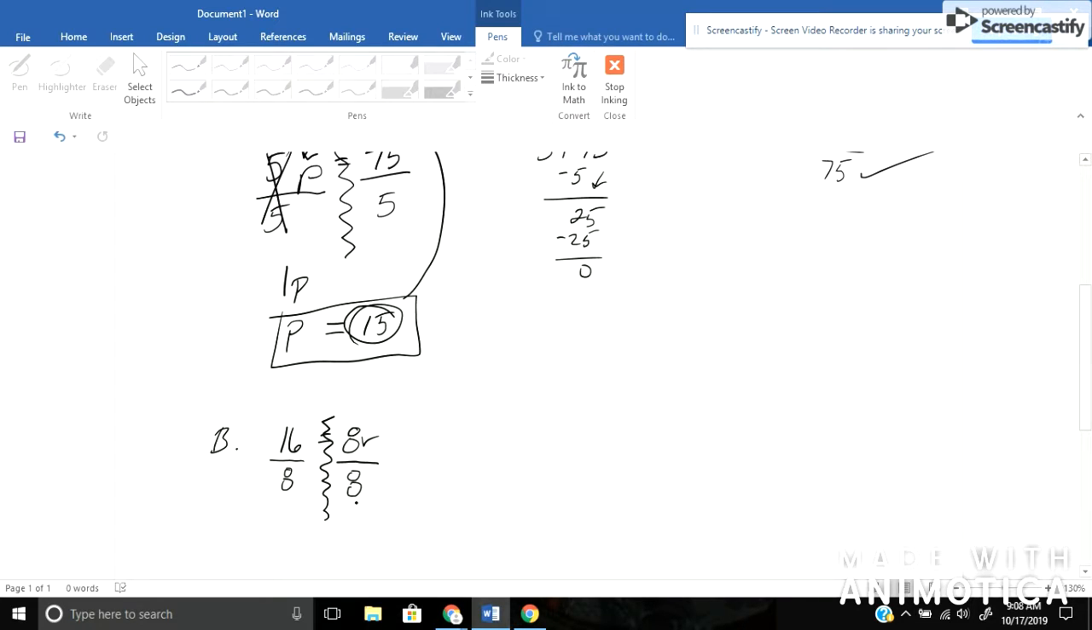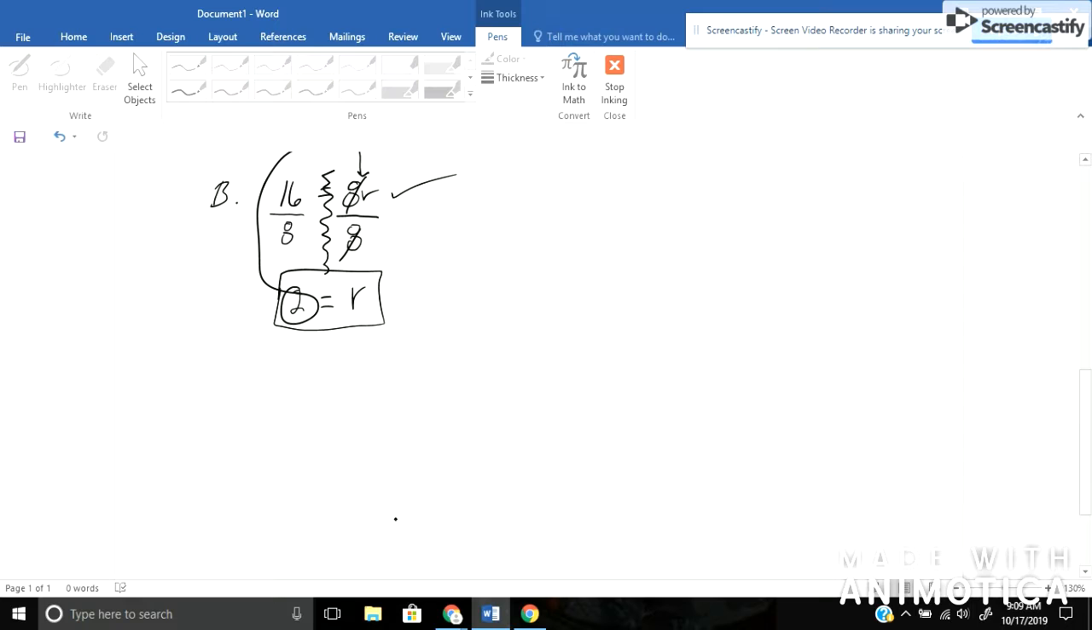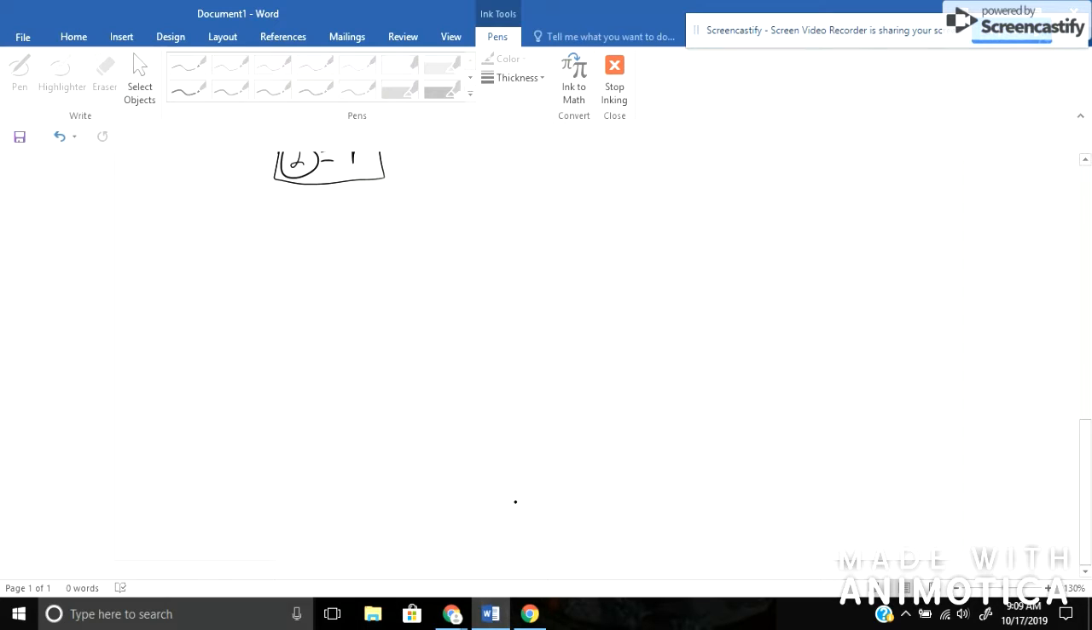8 divided by 8 is 1r, perfect. Now I have r isolated, equals 16 divided by 8 is 2. And box my answer. Okay, so let's double check. I'll take 2, plug it back into the original equation. 8 times r, well, 8 times 2, does that give me 16? Yes, it does. We are checked. Okay, so it's as easy as that. It's very, very similar to adding and subtracting. Now we're just undoing multiplication by dividing because that's the inverse.